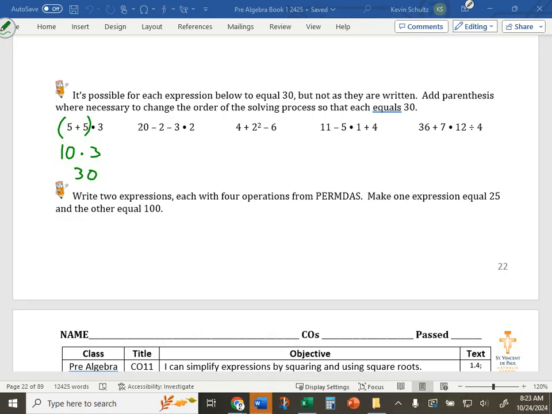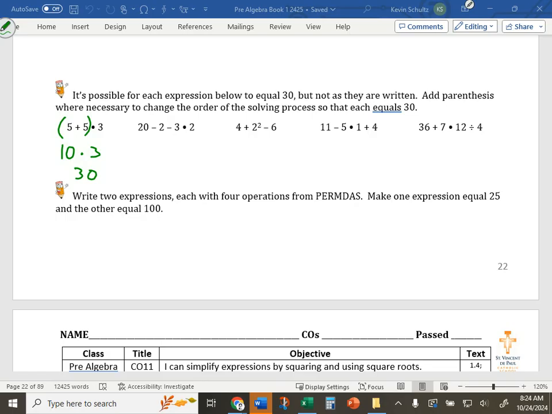4 plus 2 squared minus 6. If I do it as it's written, I have to do the exponent first, which 2 squared is 4. 4 plus 4 is 8. 8 minus 6 is 2. That's not 30. Where can I put parentheses here to change the order of operations so that it will equal 30?